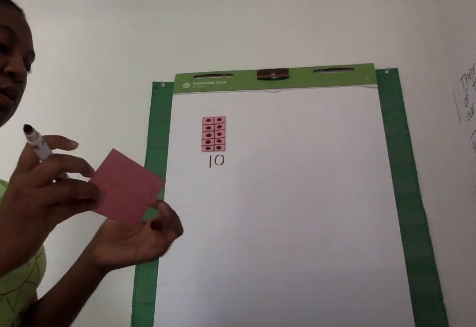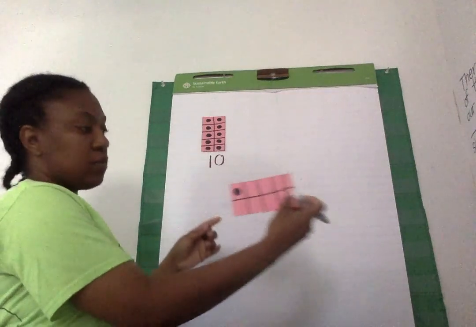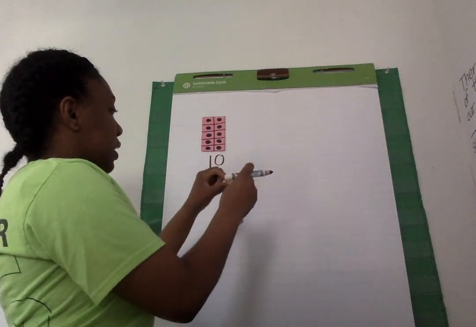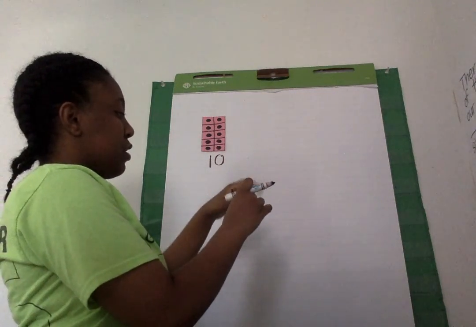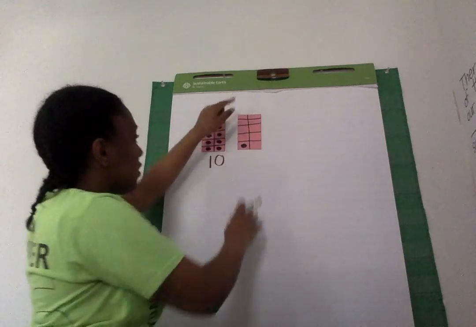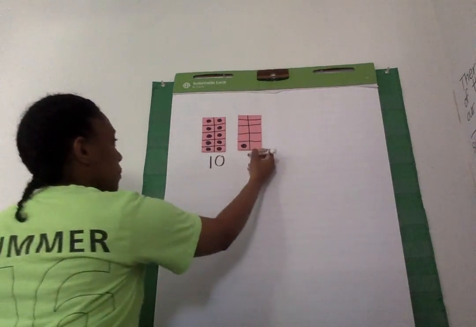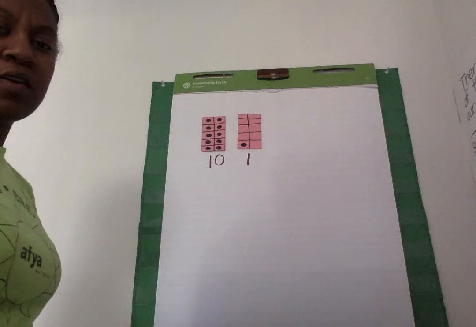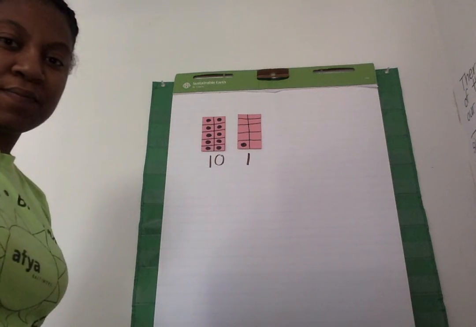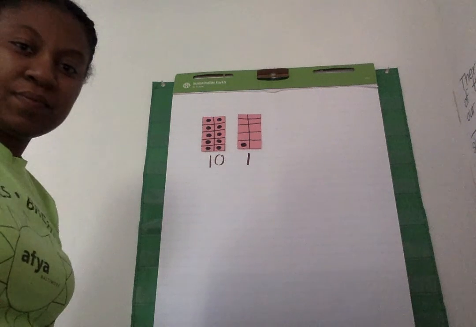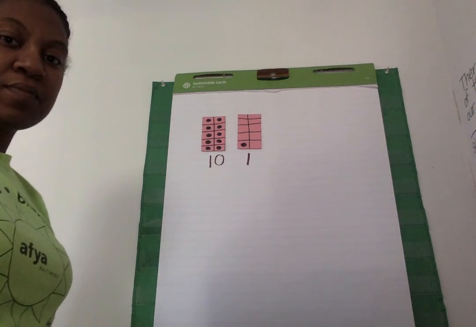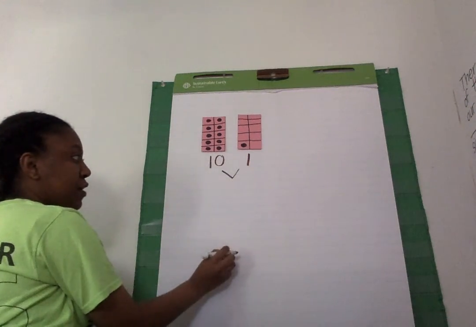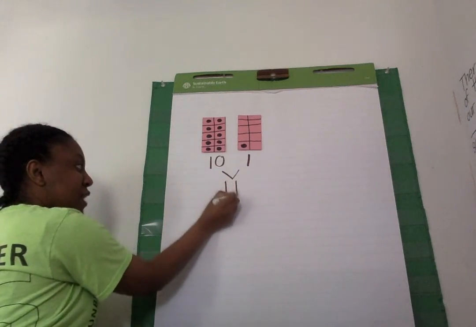And I add another number. This is another 10 frame. How many are in here? 1, right? So, let me turn this around. And I add another number right there. That's 1, right? So 10 and 1, when we put that together, what number do you think we're going to get? I'll let you think. Well, 10 and 1, when you put it together, that number is 11.